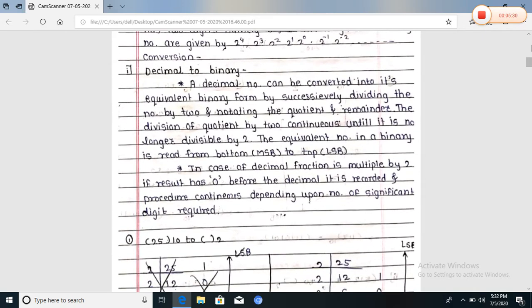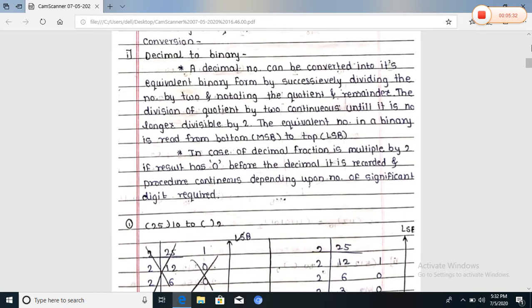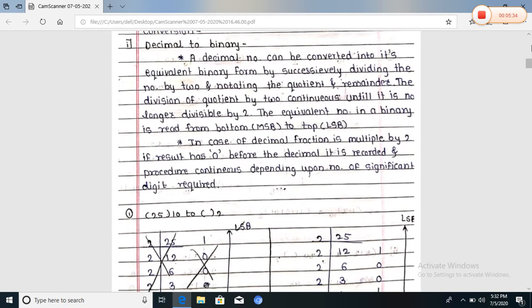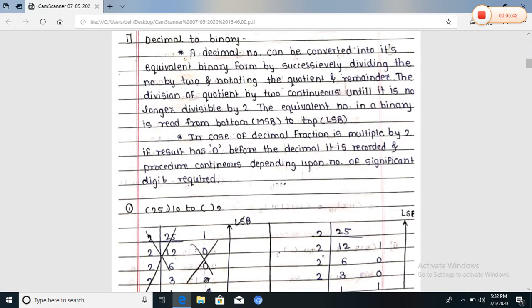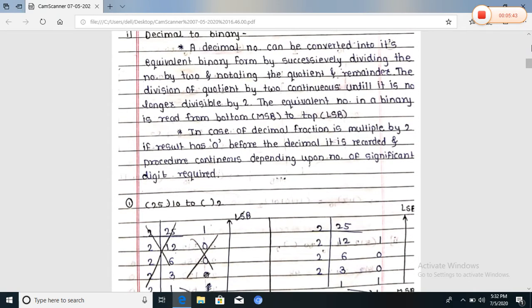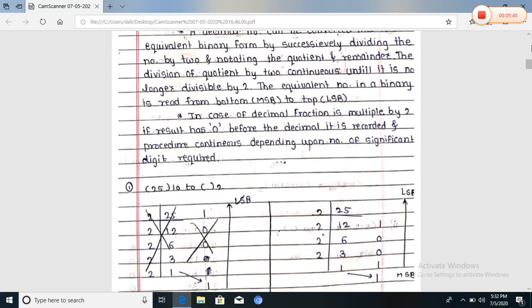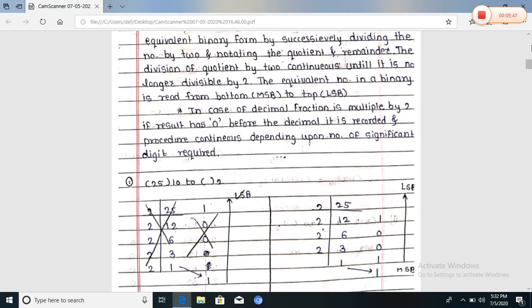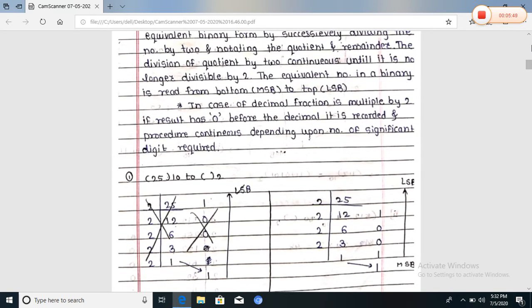In decimal to binary conversion, the decimal number is successively divided by 2 to get its equivalent binary number, noting the quotient and remainder. The division of the quotient by 2 continues, and the binary number is read from MSB to LSB, that is, from bottom to top.